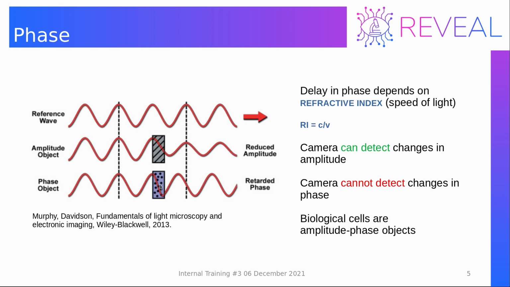So since we are interested very much in analysis of the phase, because it carries information about the refractive index, then we need to find a different method of analyzing the phase, and this is what this presentation is about. So the biological cells in principle are amplitude-phase objects, which means that they are a little bit amplitude objects, so they absorb a little bit of energy, but they are also, of course, phase objects, so they introduce phase delay.